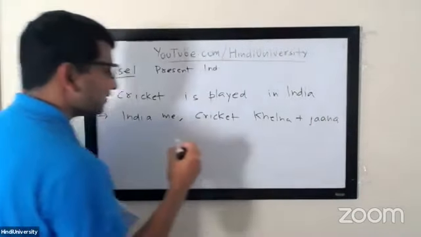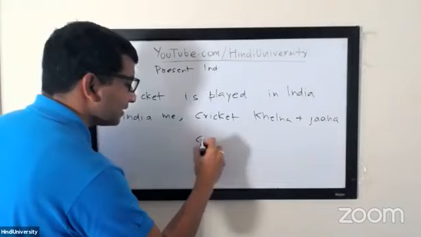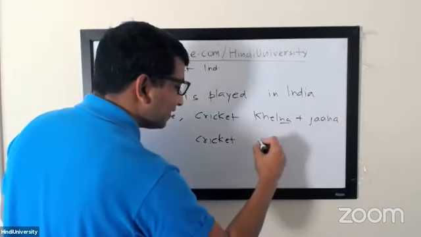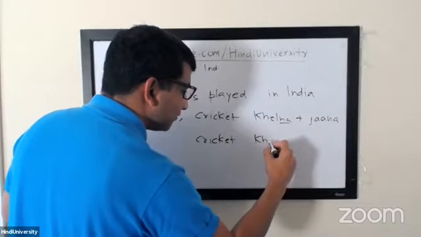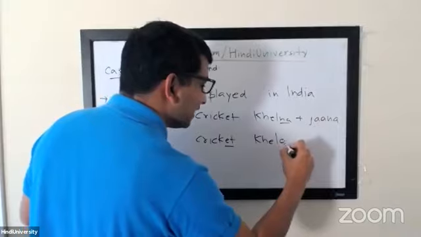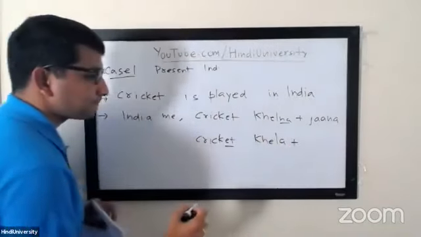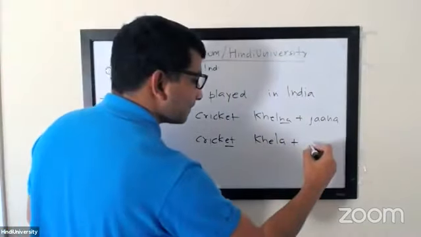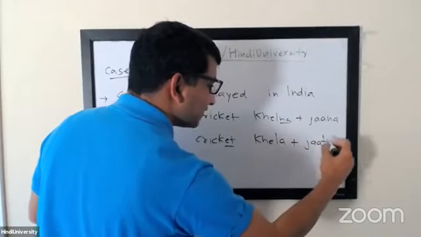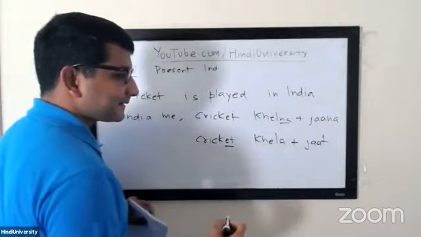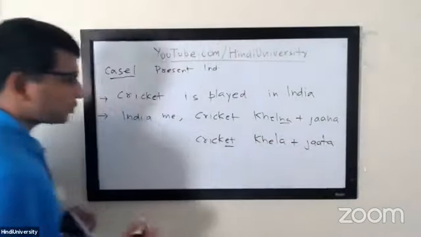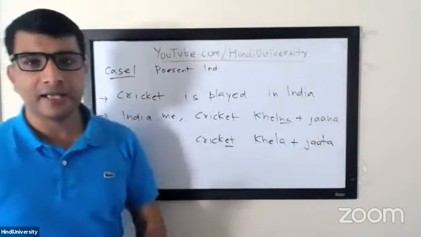How did you come up with it? Tell us. India में cricket खेला जाता है. Why khela? Because it's masculine. What is masculine? Cricket. Very good. So India में cricket khela. And why jata? Jata because it's the usual present indefinite form. You remove the na and you put the ta, or ti if it's feminine, and hai. Awesome. So यहाँ cricket खेला जाता है.